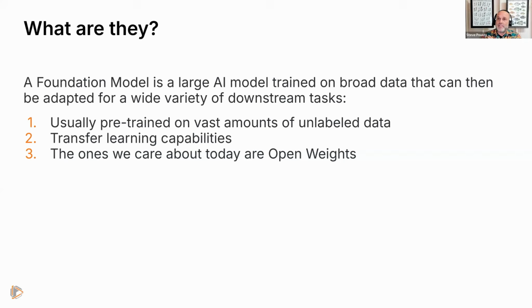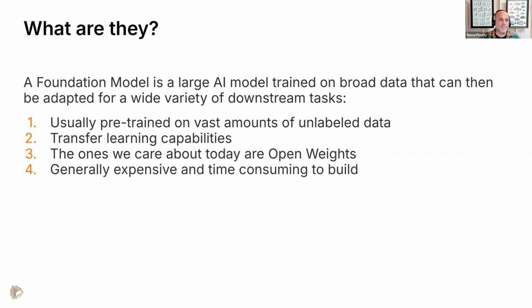The ones we care about today are open weights. You can do things like RAG and other things, which are considered uses of the OpenAI models as a foundation, but the ones we care about today actually use open weights, where we can run our own machine learning code with them and improve them for our use case. They're generally very expensive and time consuming to build. These are usually built only by the largest organizations or by Bruno, because he likes taking on that challenge.